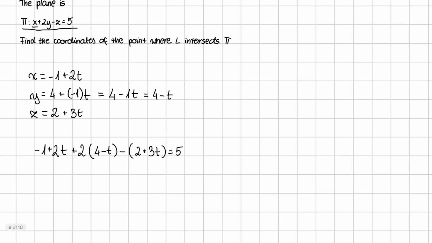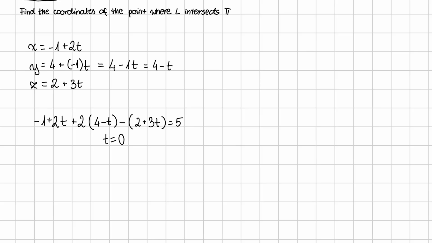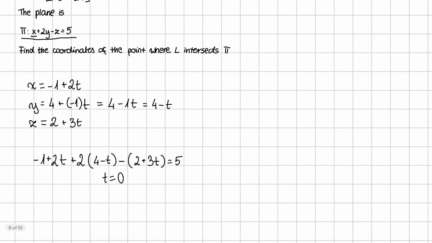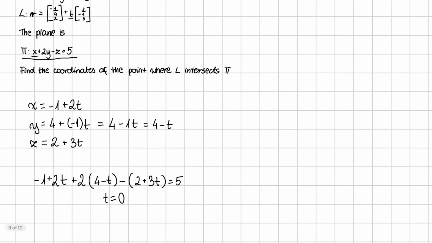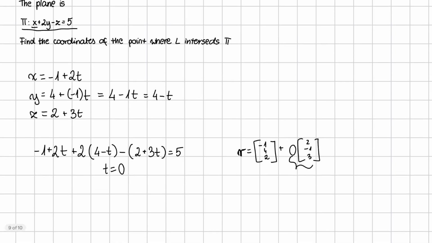So we can type it into the GDC, into the solver. So t is just 0, and in order to find the coordinates we have to substitute our value of t into our equation. So r equals vector (-1, 4, 2) plus 0 times vector (2, -1, 3), and of course this is just 0, so our coordinates are (-1, 4, 2).